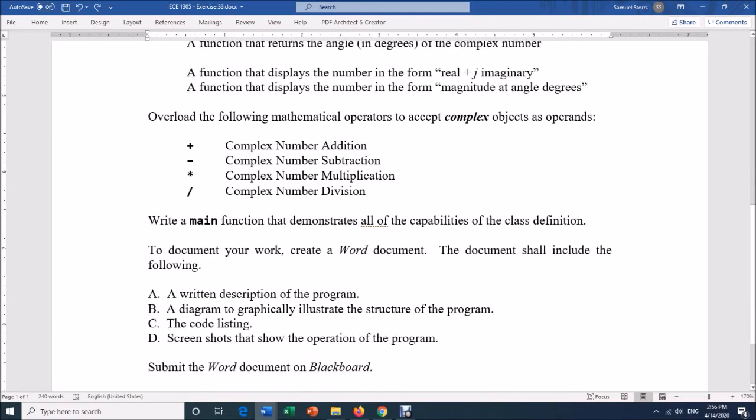And the last part of this is overloading the numerical operators so that they will now work with complex numbers. Now, there may be a library available in C++ for complex numbers, but I do not want you to use that library. Do not use that library. I want you to write the program and the functions to overload these operators, so that they will work with the class of complex numbers that you are programming.